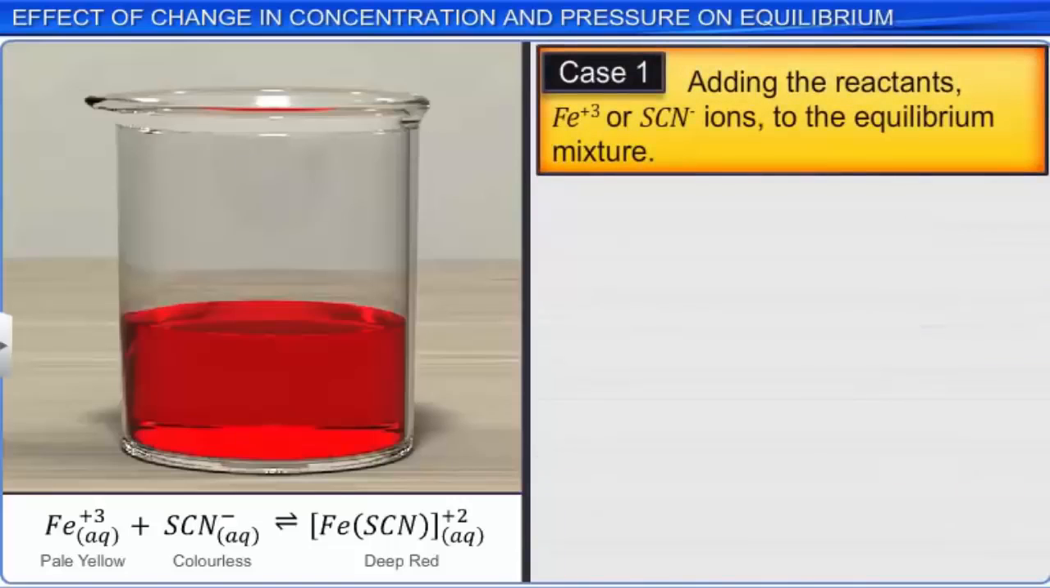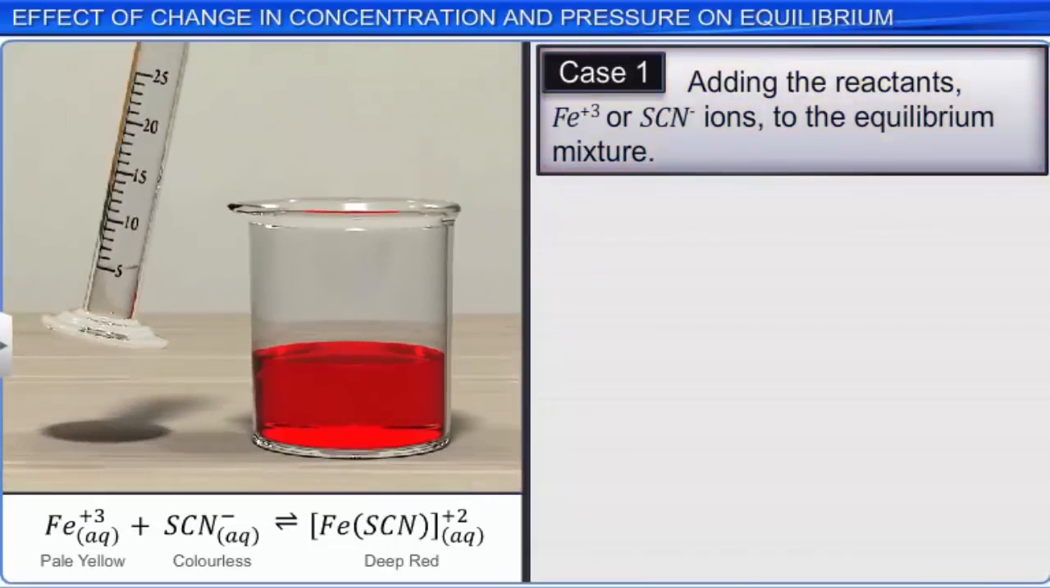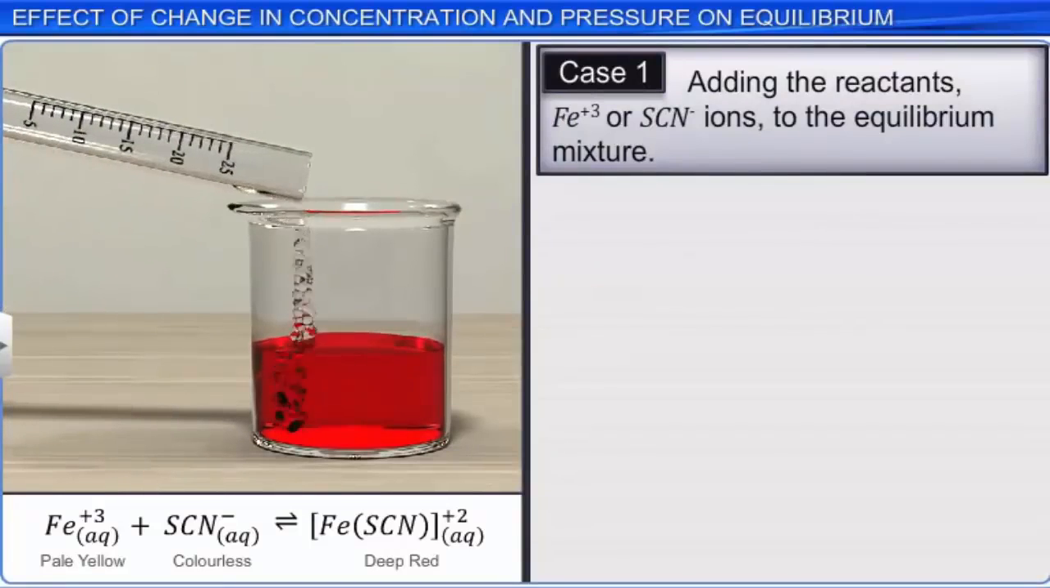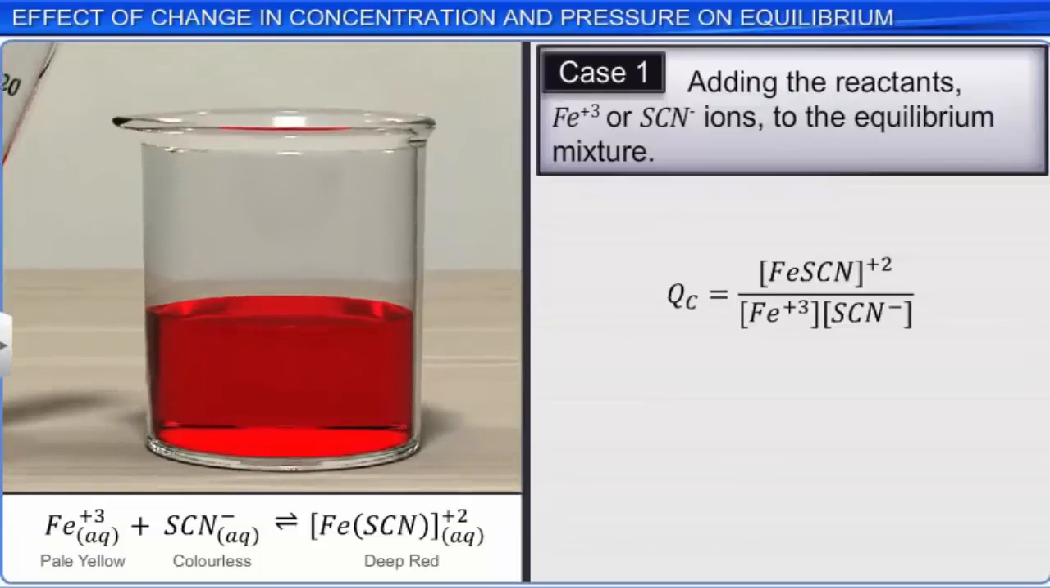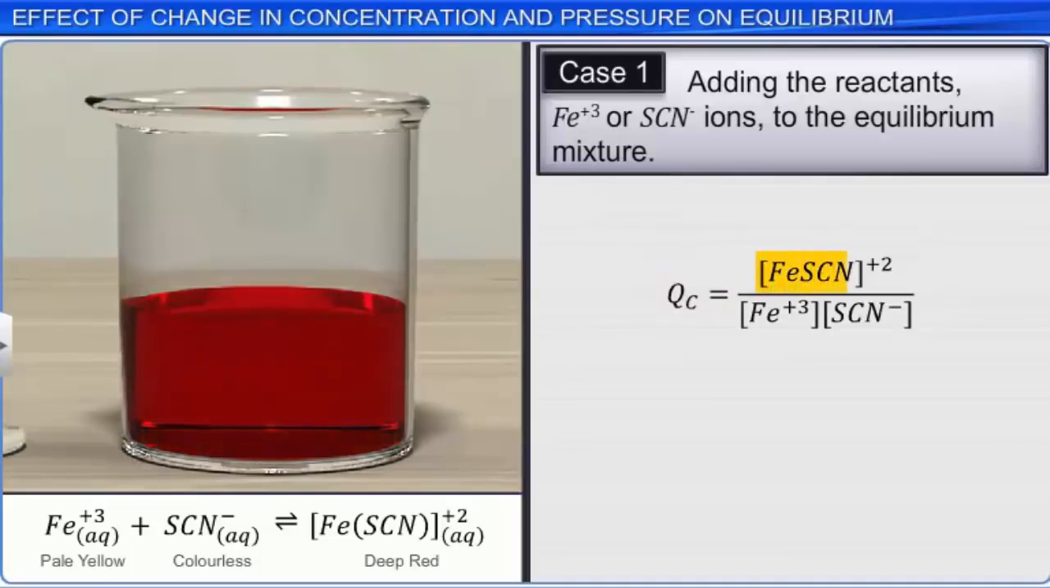Case 1. Adding the reactants Fe+3 or SCN- ions to the equilibrium mixture. Suppose you add a few ml of a solution containing soluble Fe+3 or SCN- ions to the equilibrium mixture. You can see that the color of the solution becomes darker. The reaction quotient at this stage is given by Qc is equal to the concentration of FeSCN+2 divided by the product of concentration of Fe+3 and SCN- ions. On the addition of Fe+3 or SCN- ions, the denominator value in the expression for reaction quotient increases. This results in a decrease in the value of the reaction quotient. Now, the value of Qc becomes less than Kc.